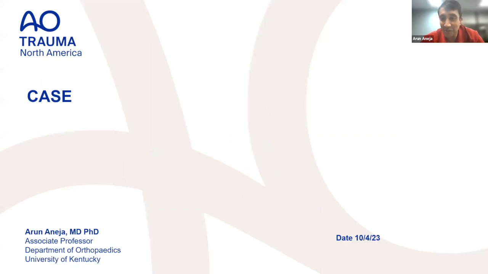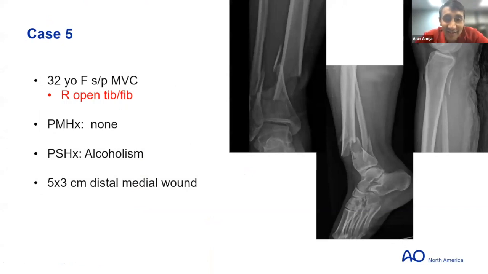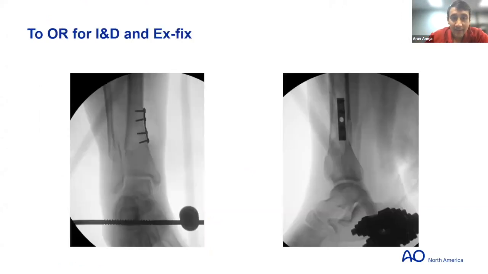So let's start with this case. We've got a 32-year-old female, status post MVC. She's got a right open distal tibia and fibula fracture. Medical history-wise, she's pretty healthy. She is a heavy alcoholic; the family mentions that. The wound is on the distal medial aspect of the leg, 5 by 3 centimeters.